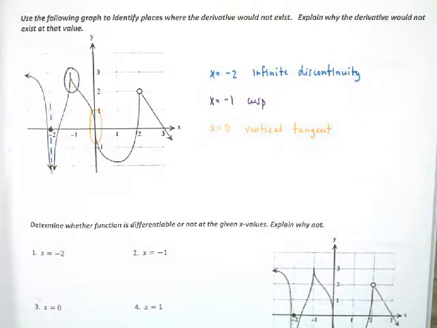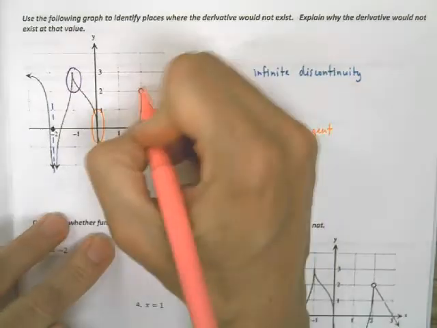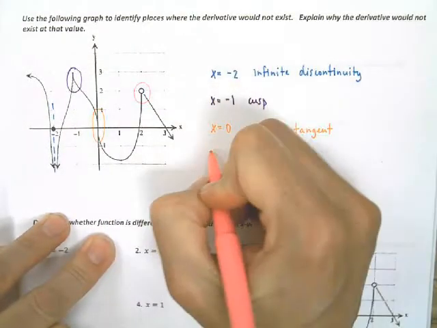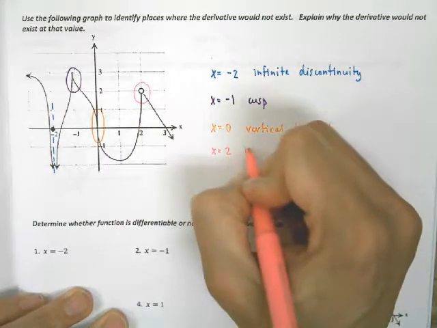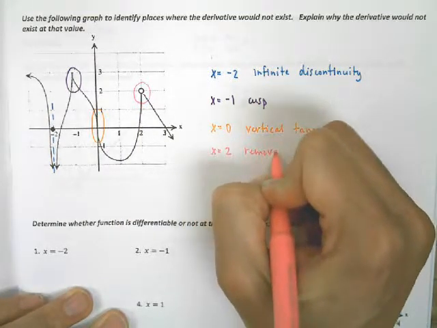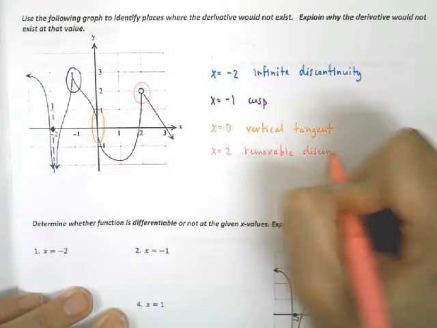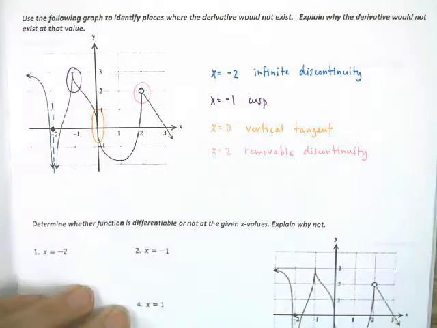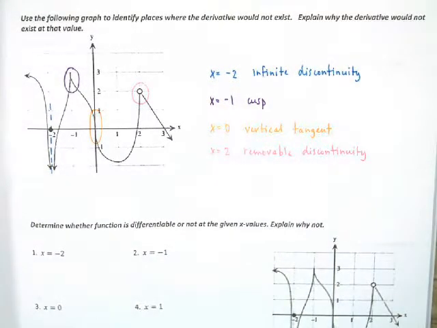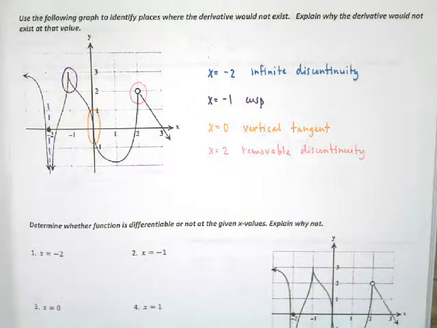And then the last part I notice here as I'm going along is that x equals 2. I have a discontinuity, and I know that's a removable discontinuity, so I would not have a derivative at that point. So again, we just have to be able to pick out in graphs any issues that are going to cause a problem with the derivative.